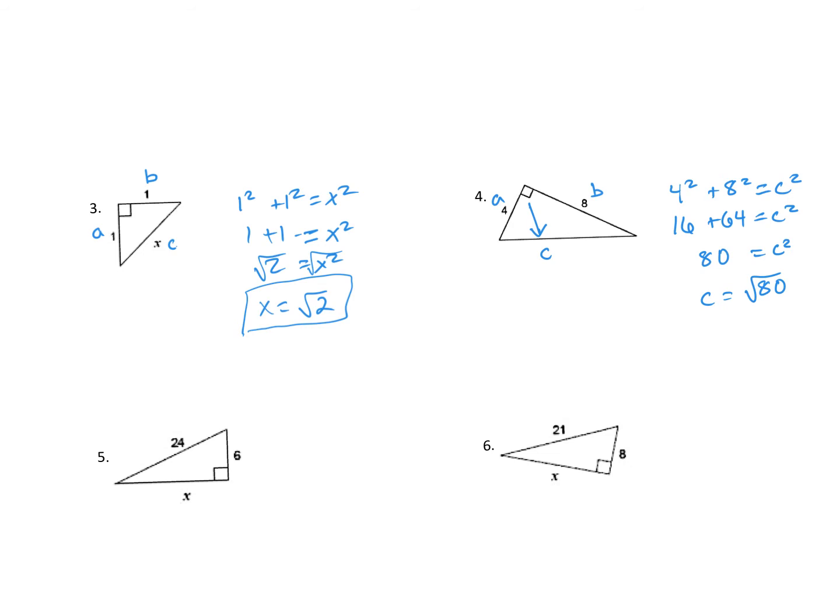I can simplify 80 because if I break down 80, 80 is 5 times 16. 16 is a perfect square because if I square root 16, it's 4. So then C is 4 root 5. Or if I break this down, this is 4 times 4. And this matches. So I have 2 pairs. I pull out that 4. I'm left with a 5.